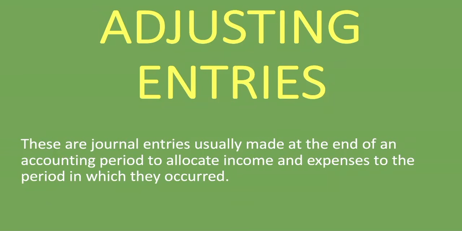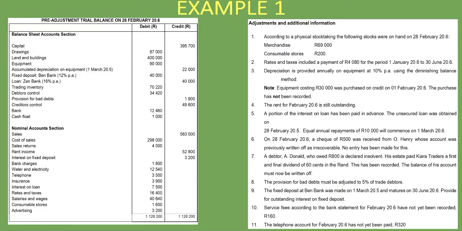And we are also looking at accruals. So let's get into this example in how to do the adjusting journal entries. Here's the example we are given. We are given the pre-adjustment trial balance on the left, which has the balance sheet accounts section and the nominal accounts section. And then we have adjustments and additional information on the right. And we are going to go through each one of them in doing the adjusting journal entries.